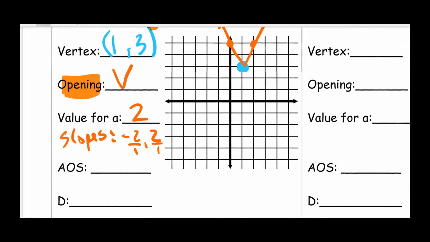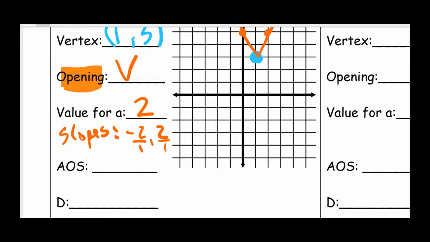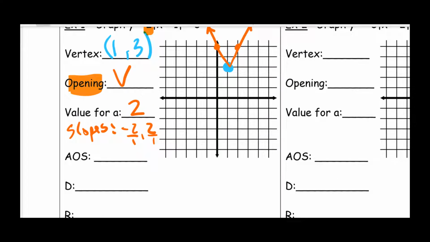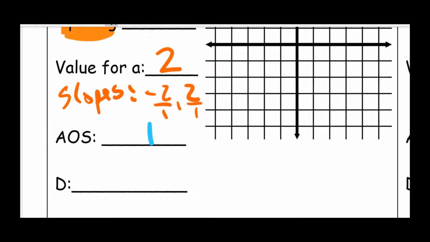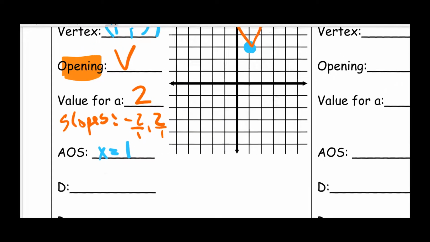Now the AOS, and this is very, very important. When you do the AOS, you're going to look at the h value, because the h value gives you the AOS, and in this case our h value is 1. Now here's a technical writing thing. If you just put 1, no point for you, bro. You have to write like a mathematician. The AOS is going to be a vertical line, x equals, and in this case, x equals 1.